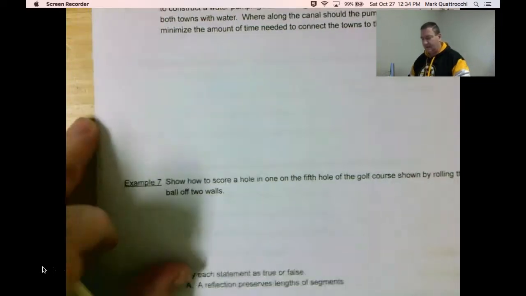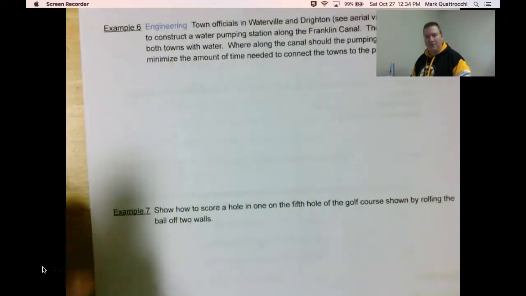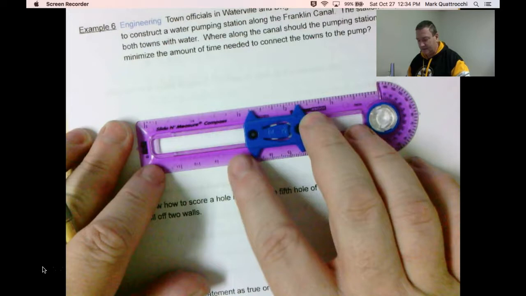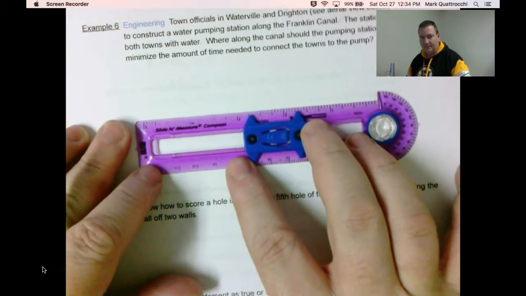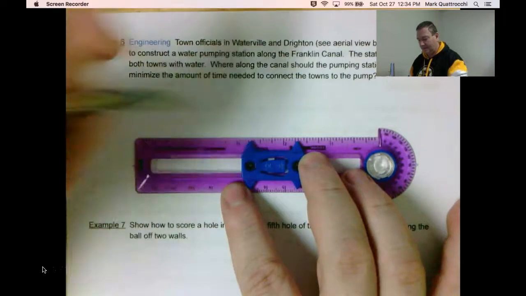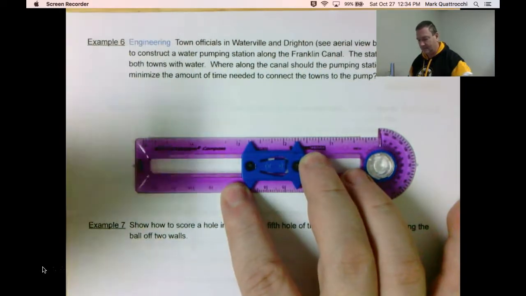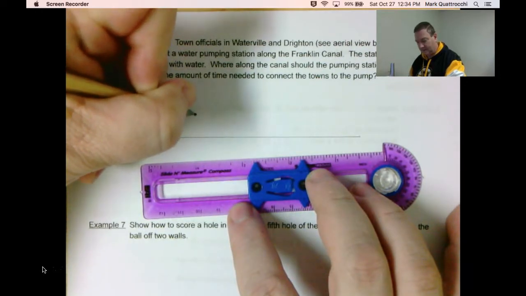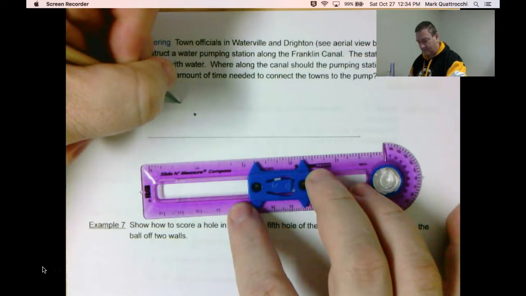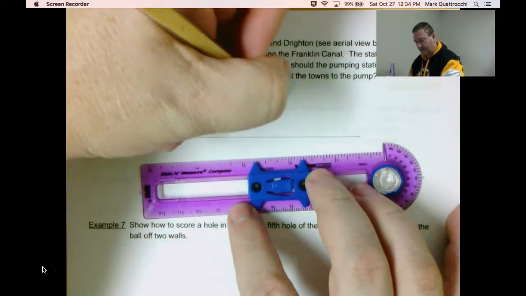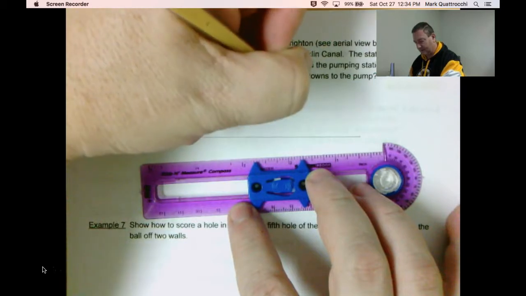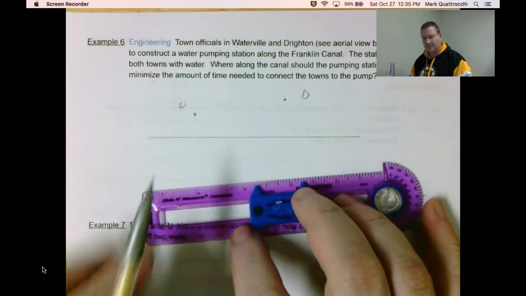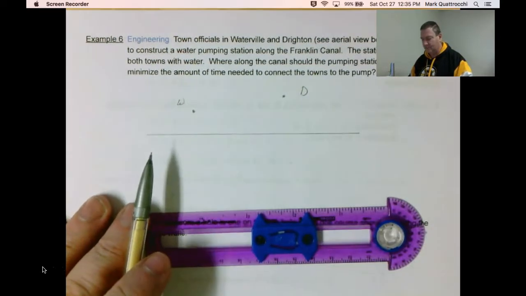Example 6. And again, the picture didn't print on mine. But that's all right, because really this comes down to, here's the canal. The canal is going to act like a line of reflection. Here is Waterville. Here is Drayton. Possibly that's reversed, because I don't have the actual picture.